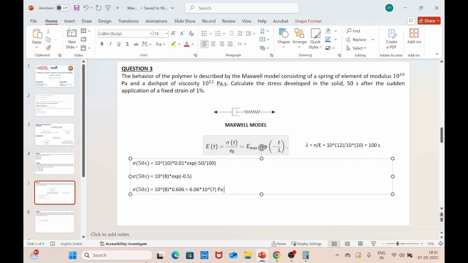Is this fine? Once you calculate the relaxation time, it's just about substituting in this equation, provided you know the equation. If you do not know the modified equation, then take the Maxwell model, apply the constraint, that it's a fixed strain or constant strain. Based on that, you derive this equation, then you can use it to calculate the stress that gets developed in the material or in the solid. So any confusion or any clarification required in this question?